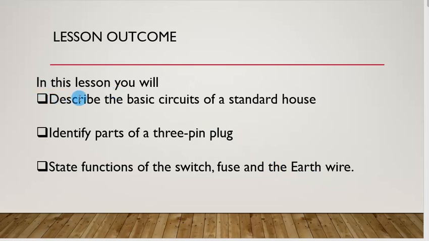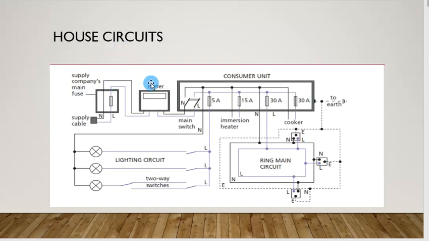So for now, these are our lesson outcomes. So we are going straight into describing the basic circuits of a standard house. It's a standard house we are talking about here, and nothing complicated like a 3-story building or a very big building with a number of circuits. But we are looking at a standard house which we expect to have only the 3 circuits. Okay, so let's go and look at the wiring or the circuits in a standard house.